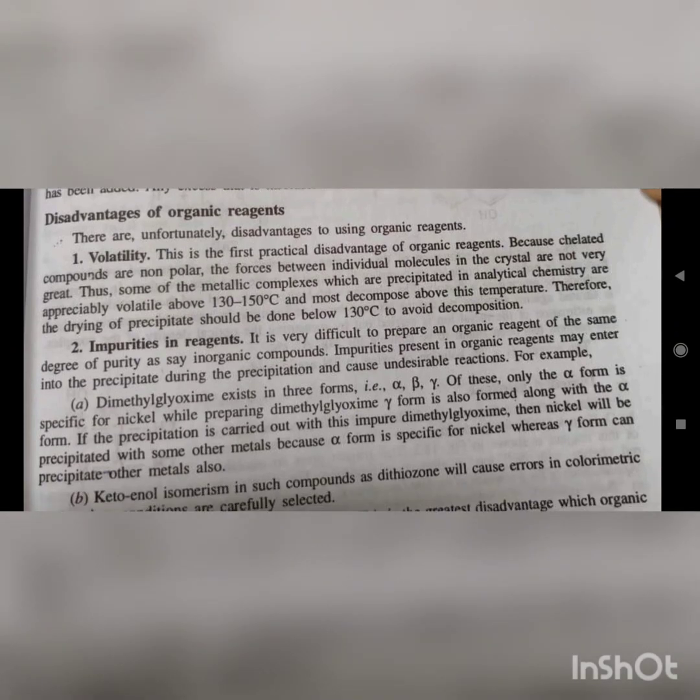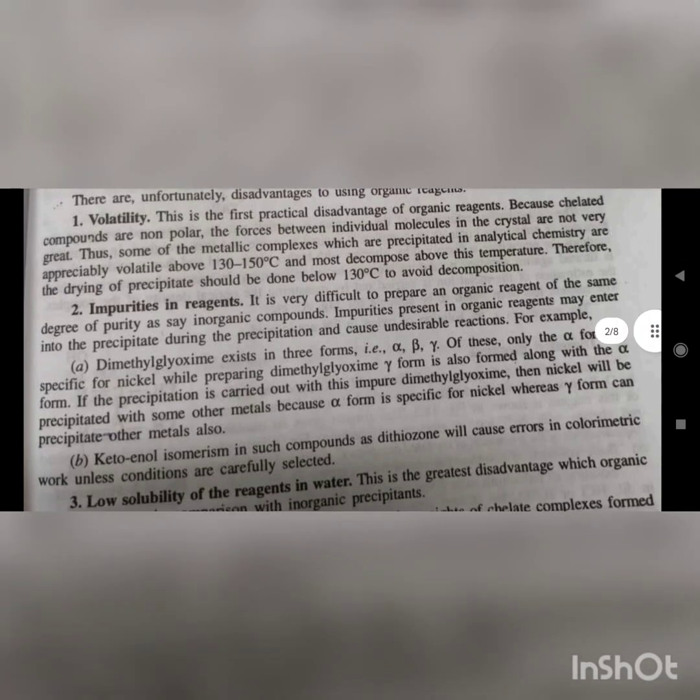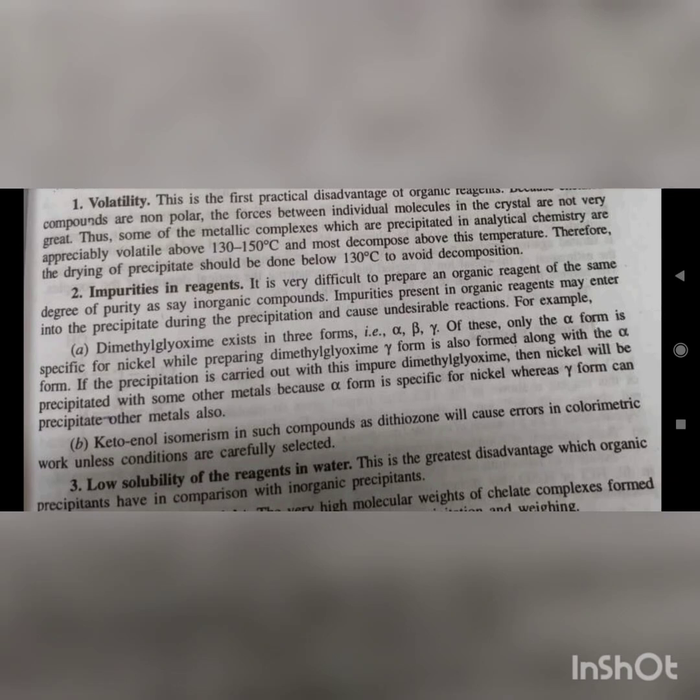Disadvantages of organic reagents. Volatility. This is the first practical disadvantage of organic reagents because chelated compounds are non-polar. The forces between individual molecules in the crystal are not very great. Some of the metallic complexes which are precipitated in analytical chemistry are appreciably volatile at about 130 to 150 degrees Celsius, and most decompose above this temperature.